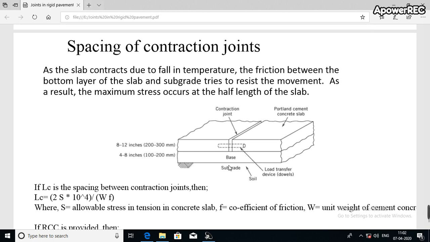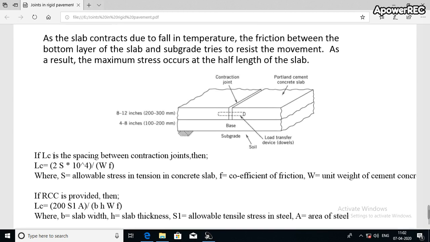So the frictional force from the middle to this side will act in this direction, and from the middle on the right side will act in this direction. So what actually happens, the maximum intensity occurs at the midway of the slab in this particular region. So if LC is the spacing between the contraction joints, then LC is equal to 2S into 10 to the power 4 divided by W into S, where these are the notations of different things.